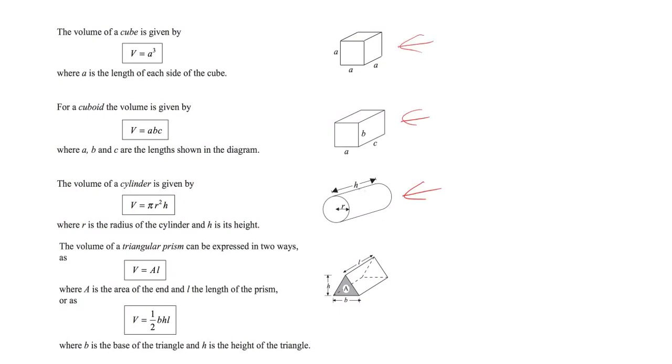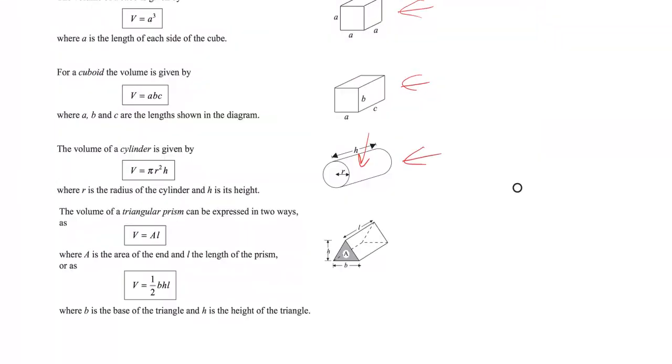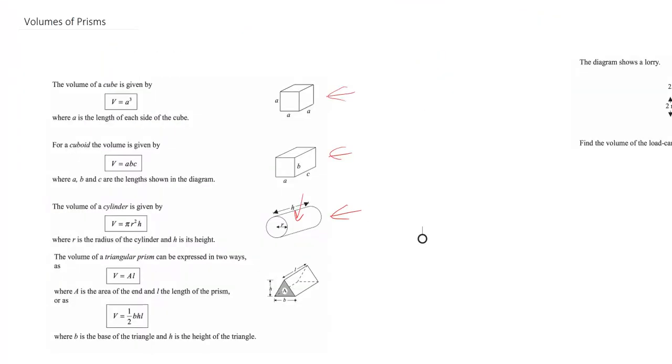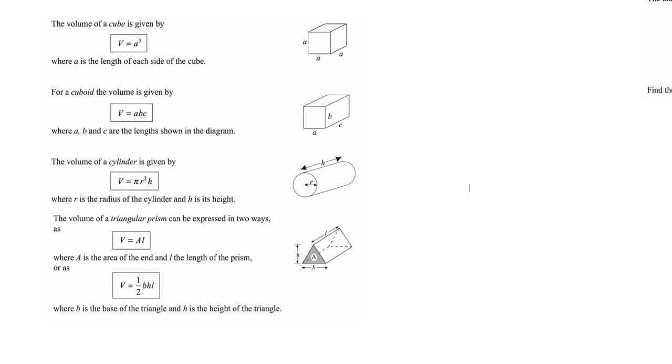If you sliced it through the middle, you would see that same shape. So a circle if it was a cylinder, or a triangle for a triangular prism, and so on. Now, there are formulas for all of these. Of course, we work out the area of that cross-section and then multiply it by the depth.